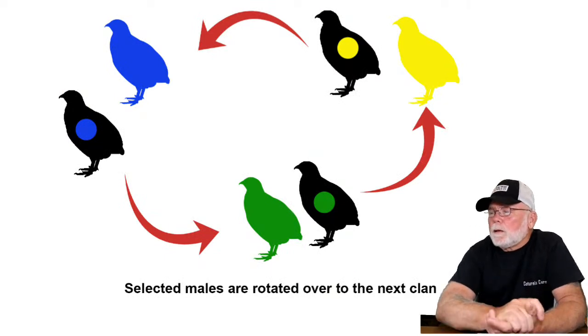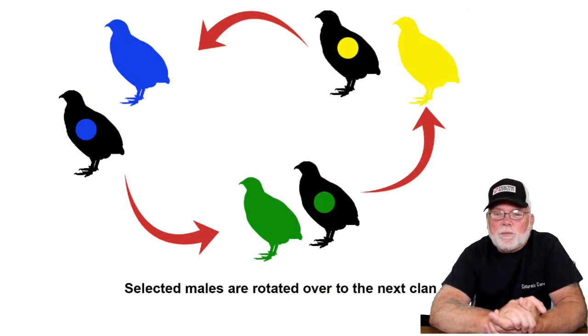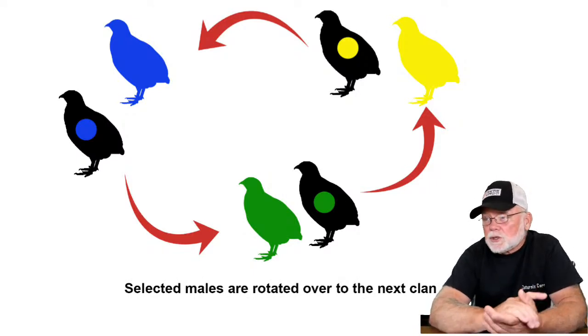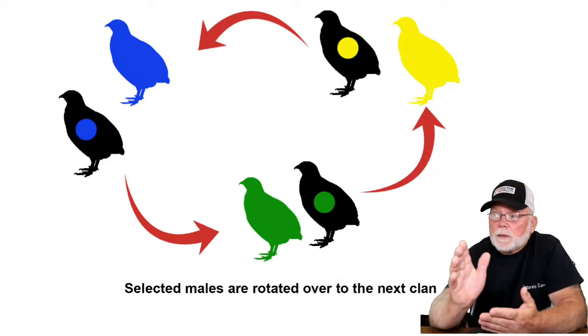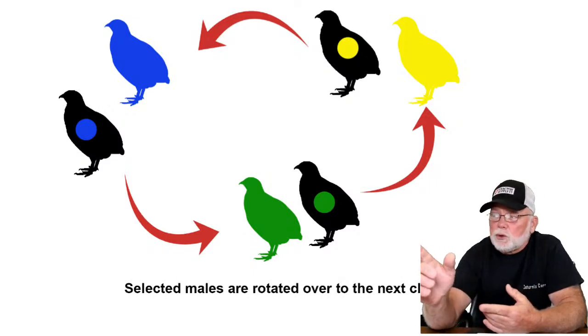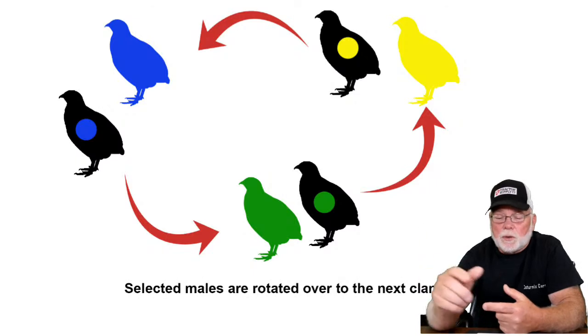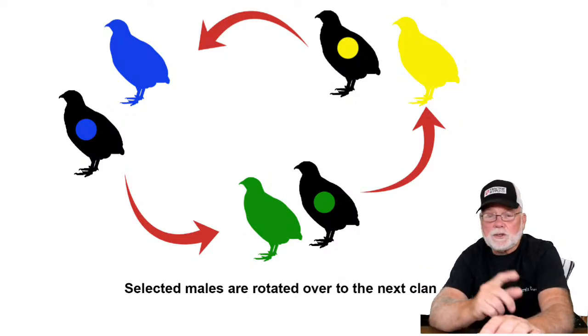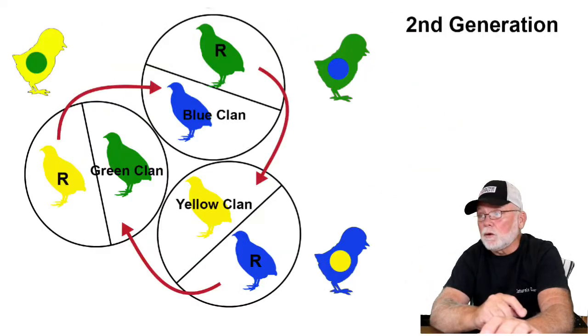So after our first generation, we've gone through and picked our best chicks and our best hens. The hens stayed with the mother, but our best roosters will be moved over into the next clan. And this would be the second generation. So the blue rooster is going to move over into the green clan. The green rooster is going to move into the yellow, and the yellow is going to jump into the blue clan. And that's your first rotation. Then you just repeat the cycle all over again.